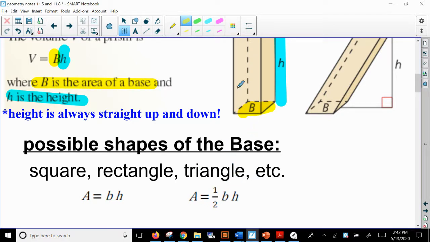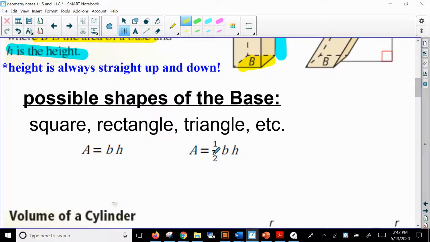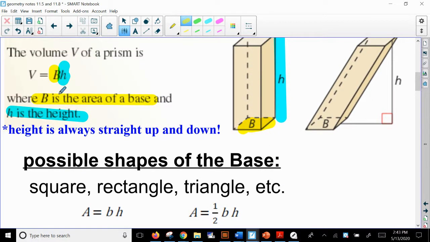Sometimes your big B, the base, is shaped like a triangle. Triangle formula is 1/2 base times height. So if it was shaped like a triangle down here, you would do 1/2 times that length times whatever the height of that little base is. But again, I'm going to show you an example. So little b is just a base. That means the length, how long the base is. Big B is area of the base, the whole area of the base.